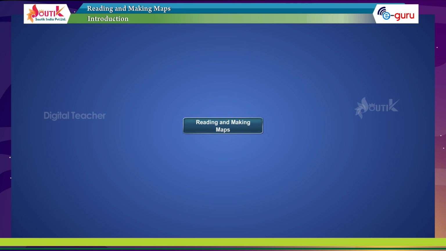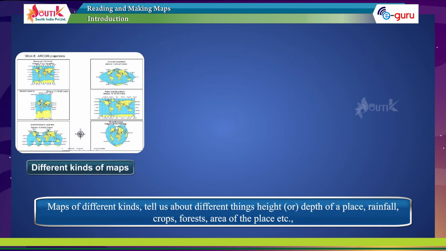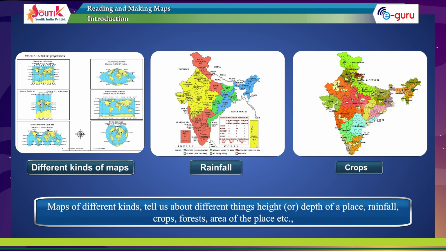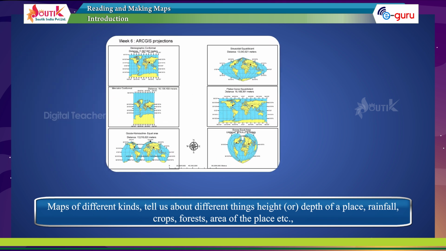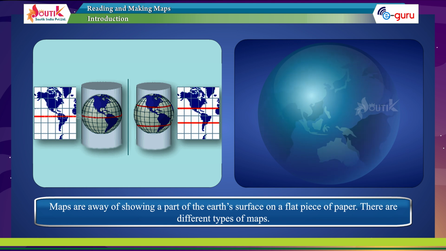Reading and making maps. A map is a representation or a drawing of the whole or parts of the Earth's surface drawn on the surface according to a scale. Maps of different kinds tell us about different things: height, depth of a place, rainfall, crops, forests, area of the place, etc. Maps are a way of showing a part of the Earth's surface on a flat piece of paper.